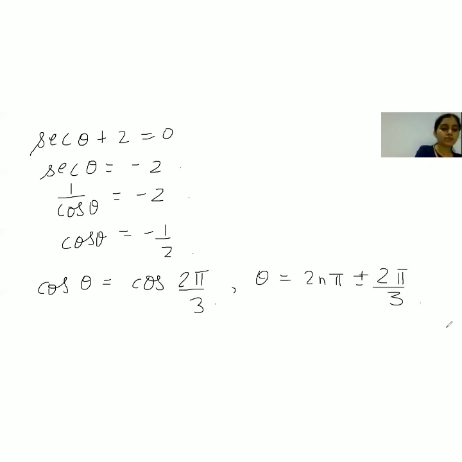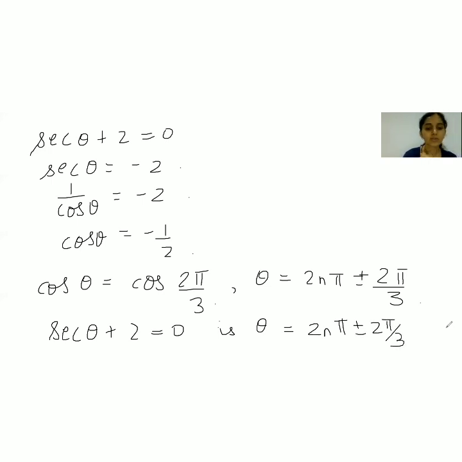So the generalized solution for sec theta plus 2 equal to 0 is theta equal to 2n pi plus minus 2 pi by 3. Okay, this has to be written in the end because the question was asked for sec theta plus 2. Okay, I hope this concept is clear about writing the generalized solution.